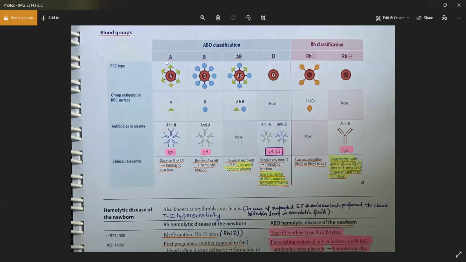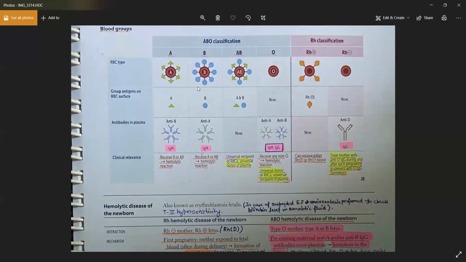So a patient with blood group A can only receive blood group A or blood group O. If they receive any blood group B or AB, then hemolysis will occur, right? In case of B, if they receive A or AB, then hemolysis will occur. They can receive blood group B or O. For the AB, because they do not have any antibody, they can receive any of the blood group A, B, O, anyone, and that's why we call them the universal recipient of the RBCs.